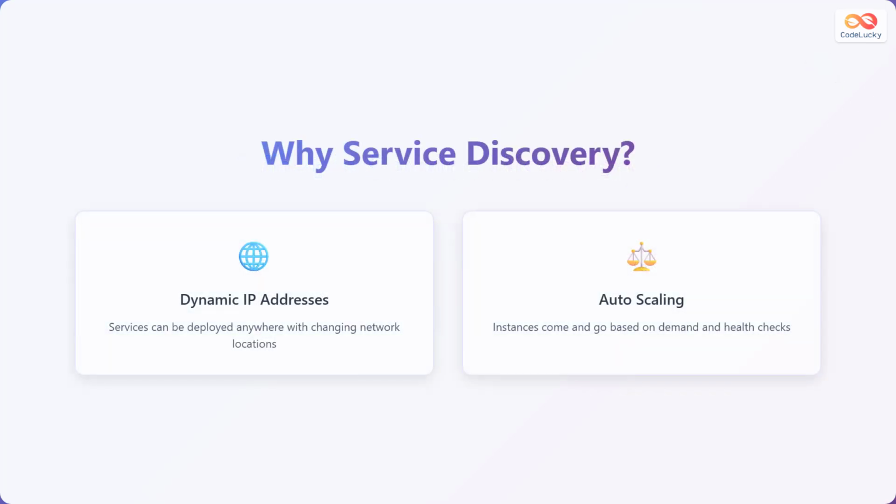Now, why do we need service discovery? There are a couple of key challenges it addresses. First, dynamic IP addresses. Services can be deployed anywhere, and their network locations can change. Service discovery helps keep track of these changes. Second, autoscaling. Instances of services come and go based on demand and health checks. Service discovery ensures that other services can still find them, even as they scale up or down.